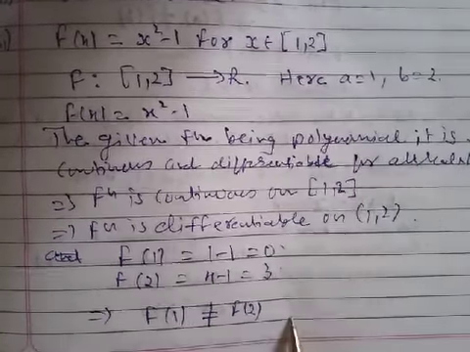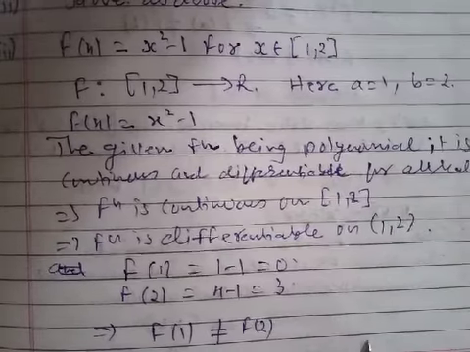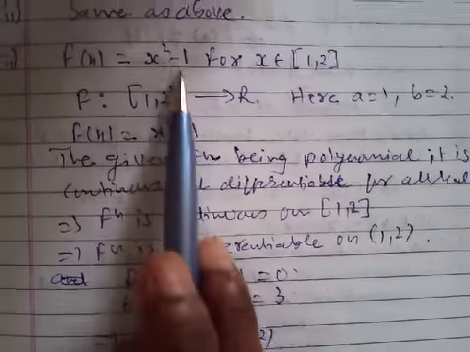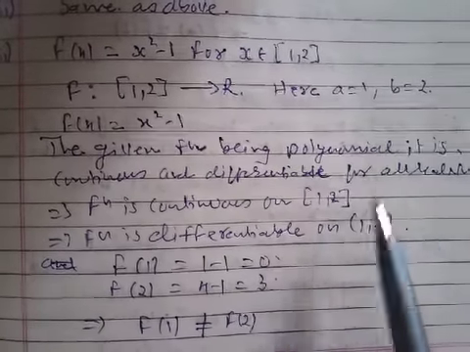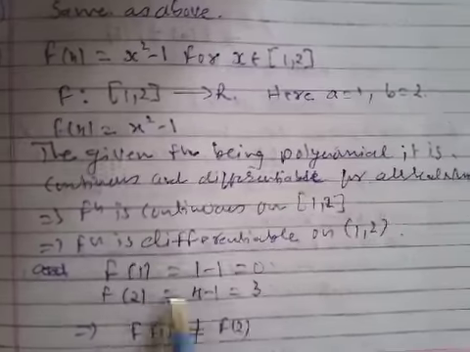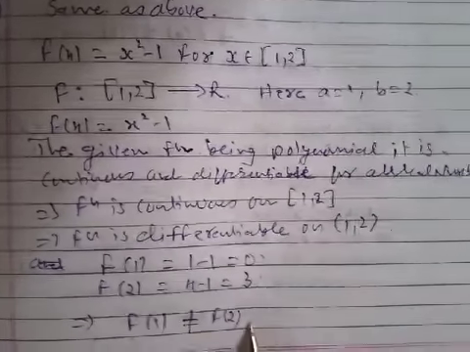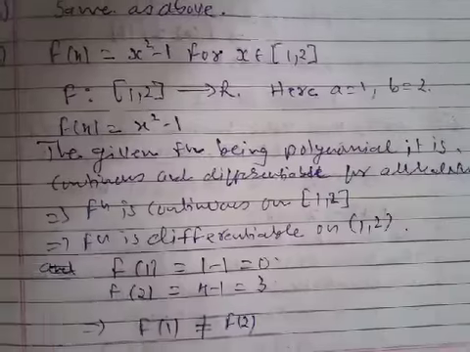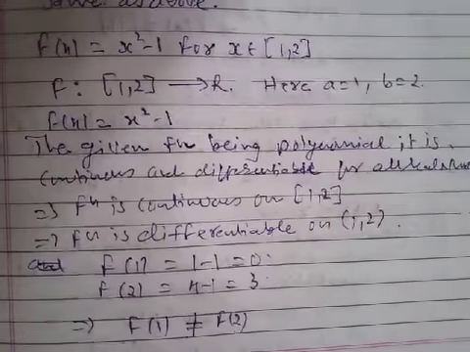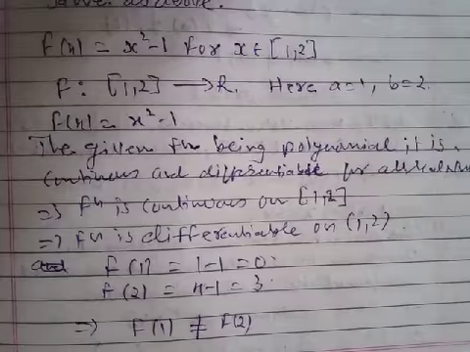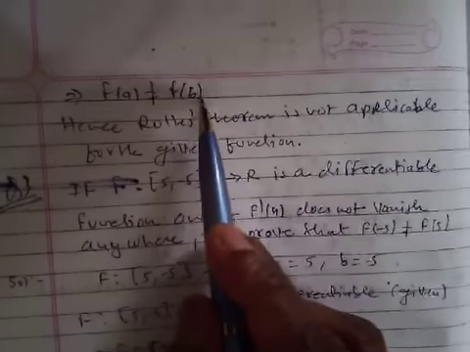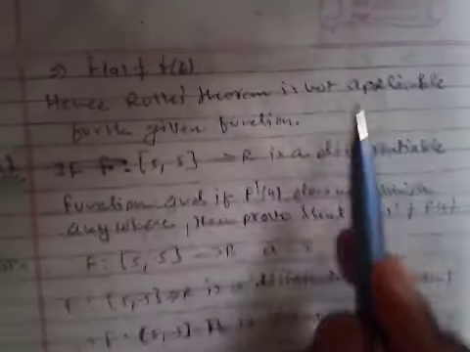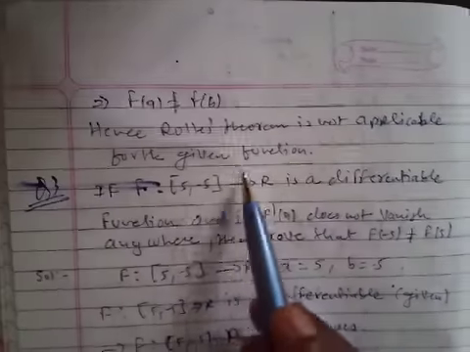So here also Rolle's theorem is not applicable to the given function, though it is continuous and differentiable, because the third condition, f of a is not equal to f of b, fails. So there cannot exist any value c such that f dash of c is equal to 0. Hence Rolle's theorem is not applicable for the given function.